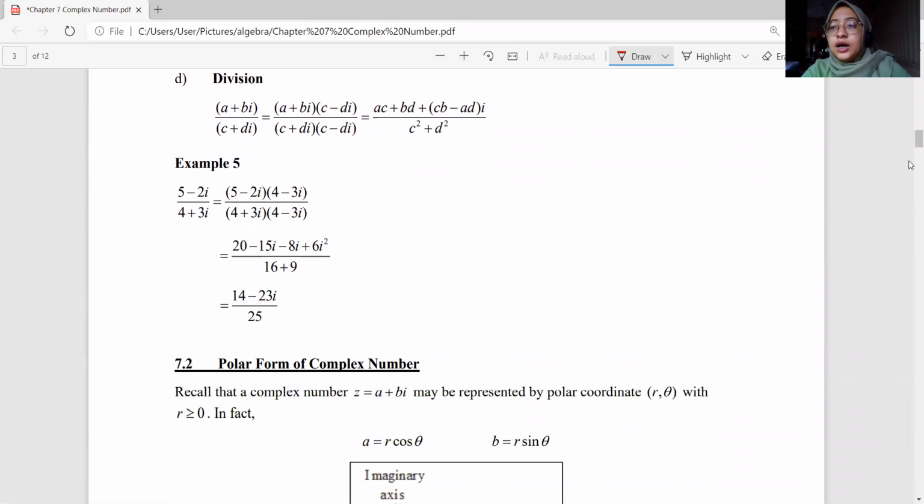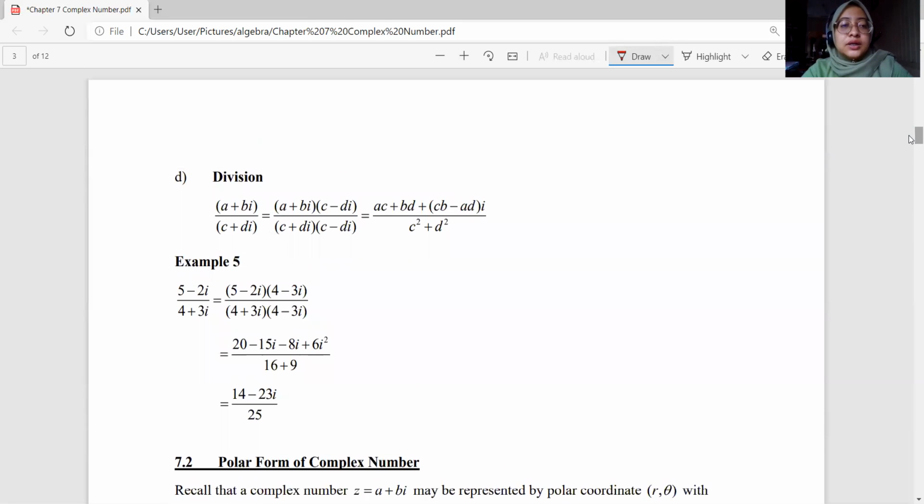And then the division part. You have two complex numbers. So you divide the first complex number by the second complex number, A plus BI over C plus DI. Alright, so when you come across this question, you have to multiply with its conjugate. So what is the conjugate?